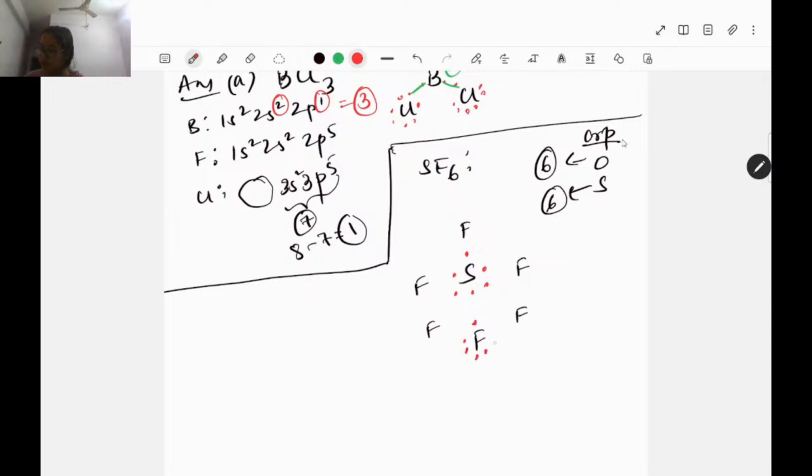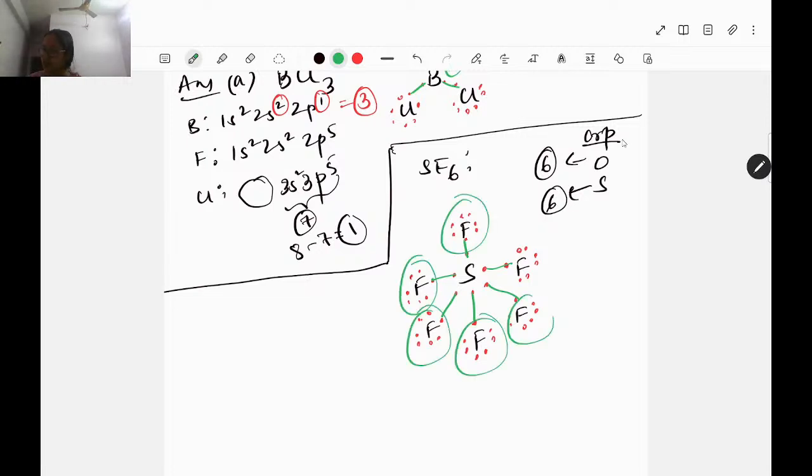So all the other electrons over here, 1, 2, 3, 4, 5, 6, 7 on each fluorine. Let's draw it. So we can clearly see that all the fluorines are very stable because they have obtained their octet over here.